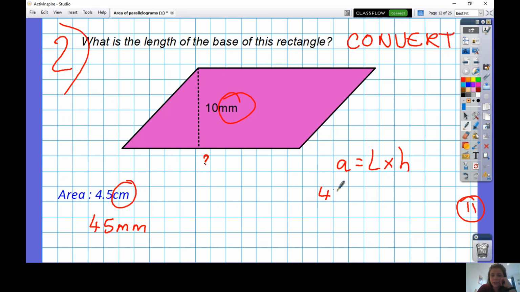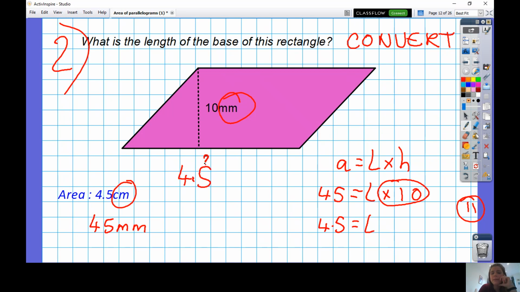Okay, so the area is 45. My length is unknown and my height is 10. So in order to find the length by itself, I get rid of times 10 by dividing by 10. 45 divided by 10 is 4.5. Well done if you said the length was 4.5.